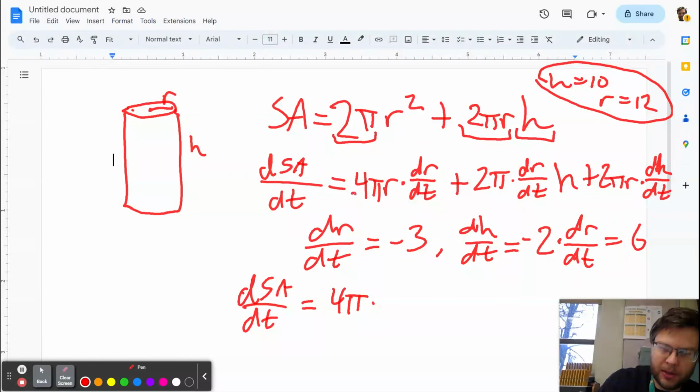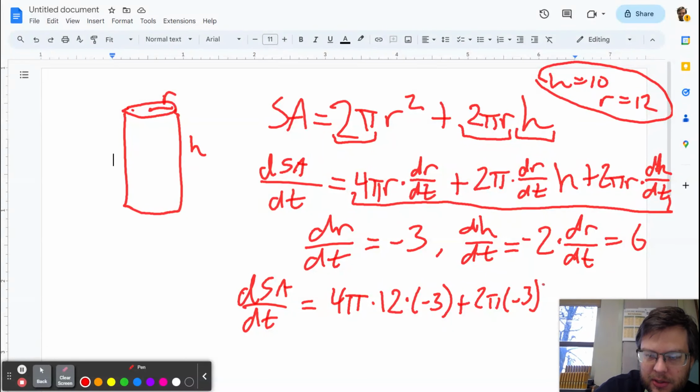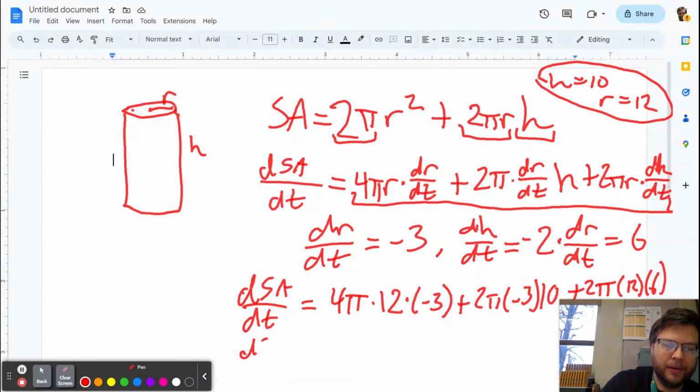Okay, so anyway, what am I doing? I'm going back to here, and I'm just plugging in all the values that I've written down. 4 pi r is 12, dr/dt is negative 3, plus 2 pi dr/dt, negative 3. h is 10, plus 2 pi r is 12, dh/dt is 6, and whatever that comes out to be is the answer. There's a chance I make a mistake here with my mental math. I'm going to factor out a pi.